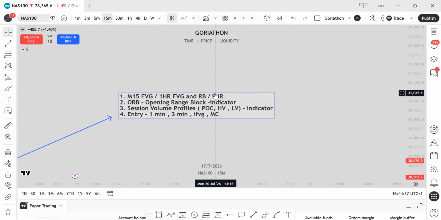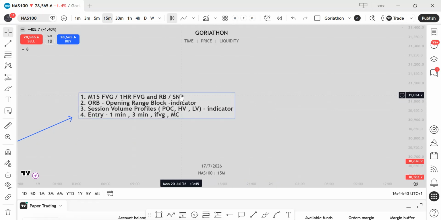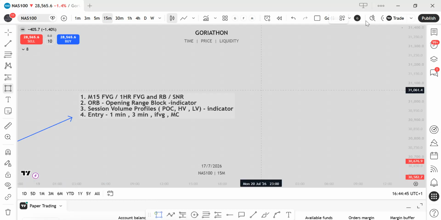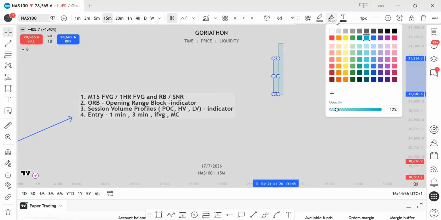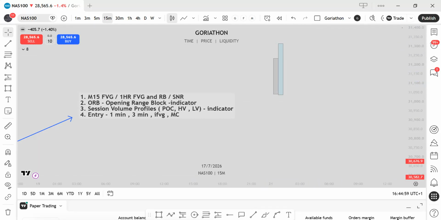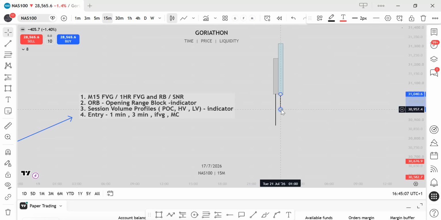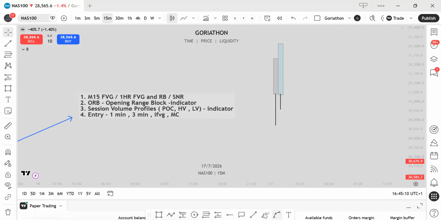An RB is a rejection block, also known as an SNR, or support and resistance level, right? Basically, to keep it simple, for those who have traded Malaysian SNR, as I have at some point, you would know what I'm talking about, right? So this is a bearish candle, this is a bullish candle, and then if the market closes like this, right? So this is a rejection block in my terms. I don't care about what other gurus would state. So this is a key level you would mark, right?